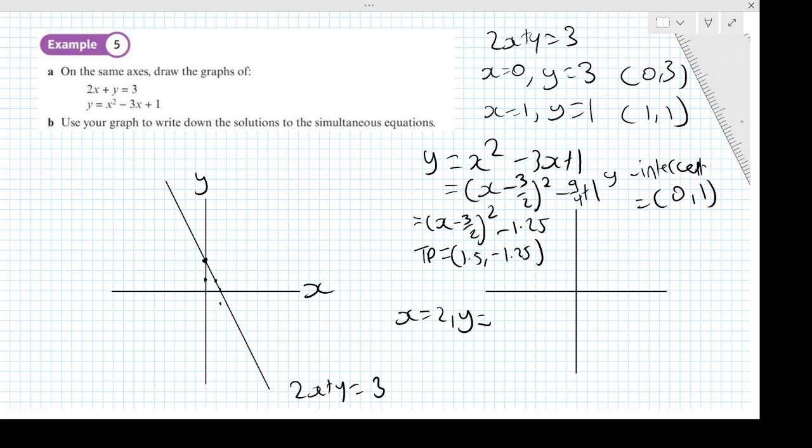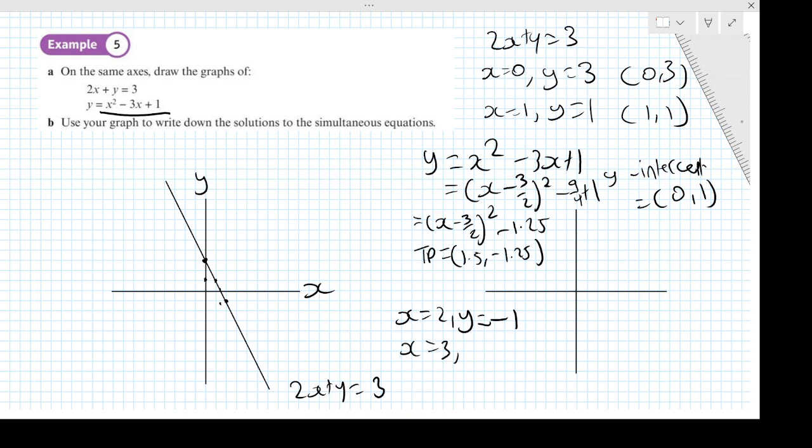Well, I'm going to substitute 2 into the quadratic. So 2 squared is 4, 4 minus 6 would be minus 2, plus 1, that'd be minus 1. And actually, well, there we are. It would be coinciding with that point on the line there. Okay.